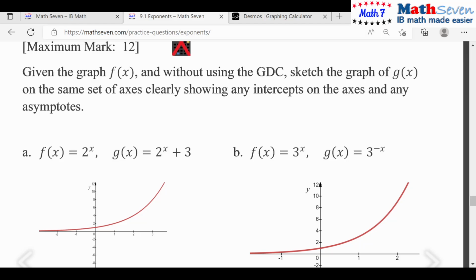Okay, for this question, it says find the graph of g given the graph of f(x). So this is f of x, 2 to the power of x, which is the red one. Okay, without using your GDC (graphic display calculator), sketch the graph of g(x).